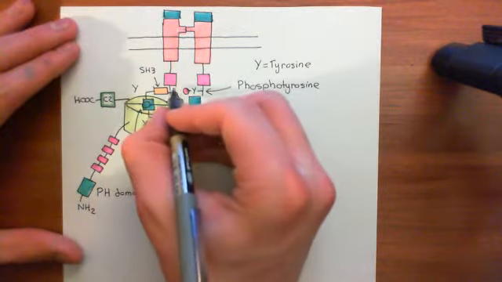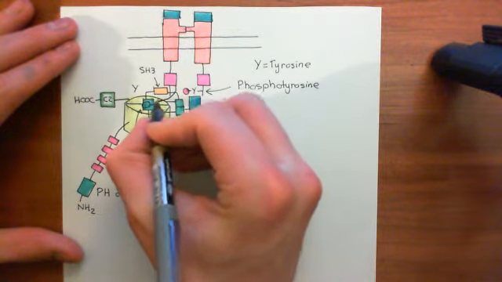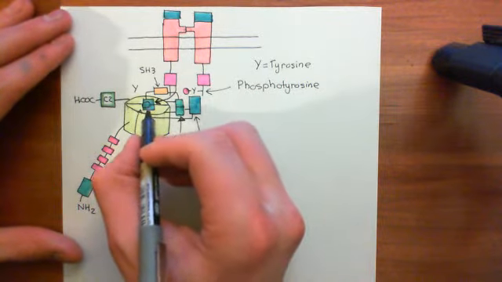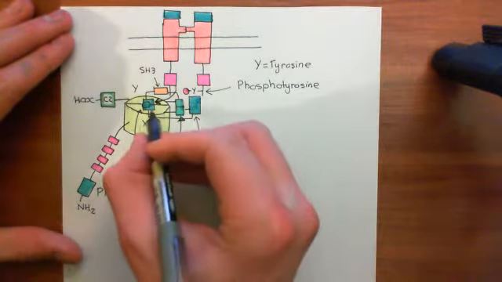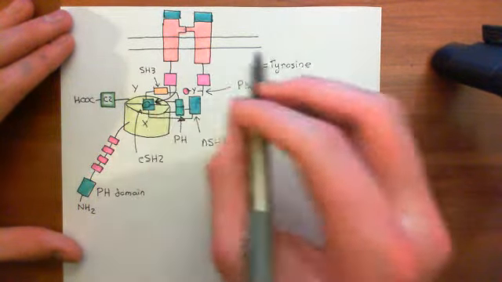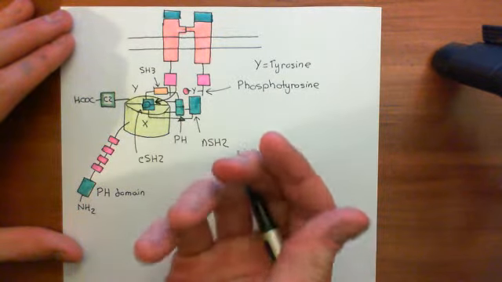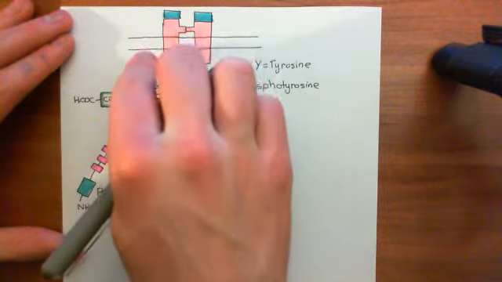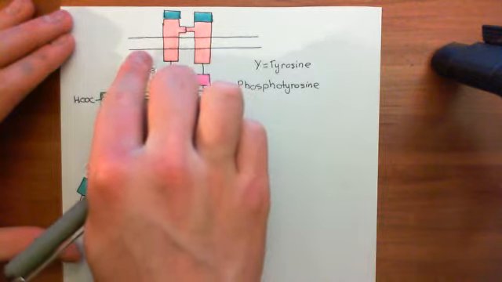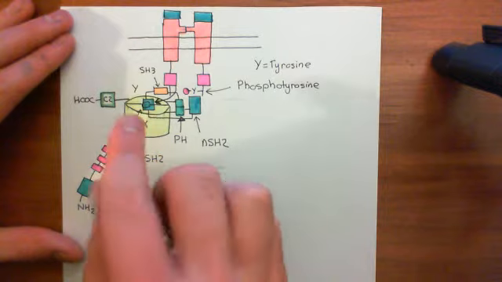Now what's going to happen is one of these tyrosine kinase domains is going to phosphorylate that SH2 domain. Okay, so it's going to phosphorylate a tyrosine within that SH2 domain, and when it does, it causes a change in conformation, and that CSH2 domain completely lifts out of the catalytic core. And then this can now bind to a PIP2 molecule in the inner leaflet of the phospholipid bilayer and break it down into diacylglycerol and IP3.